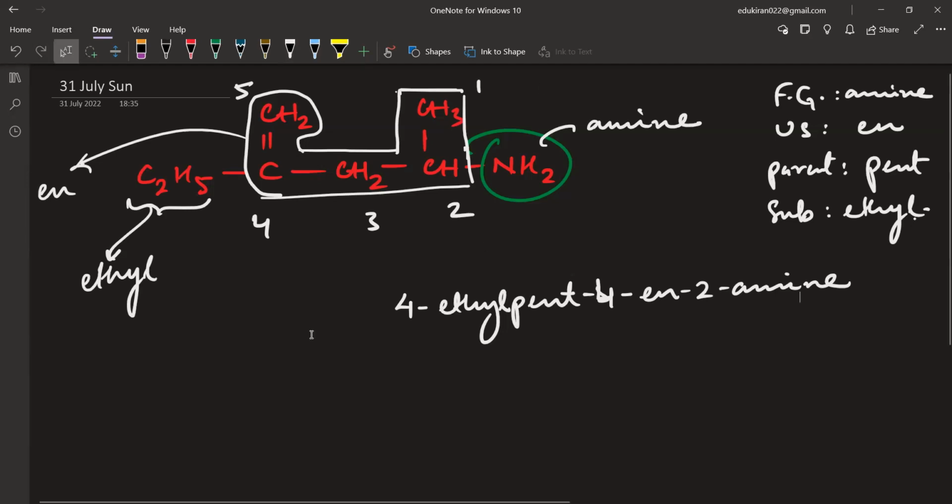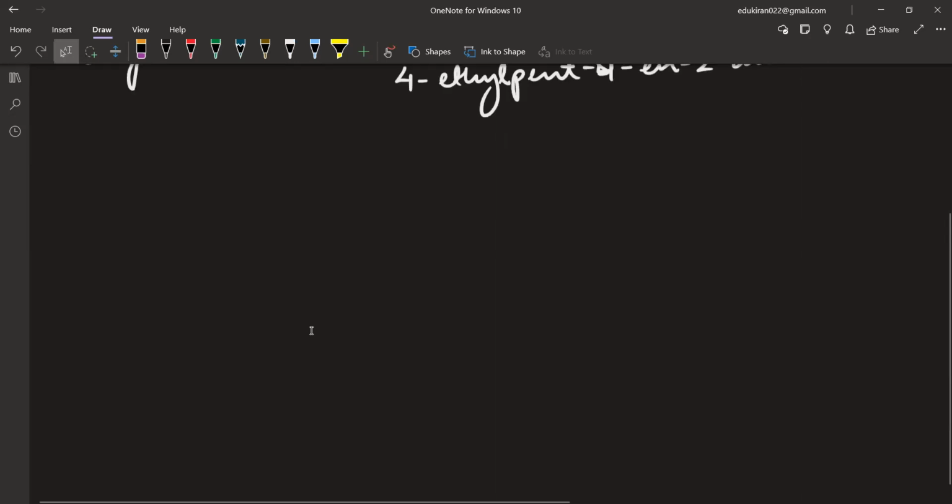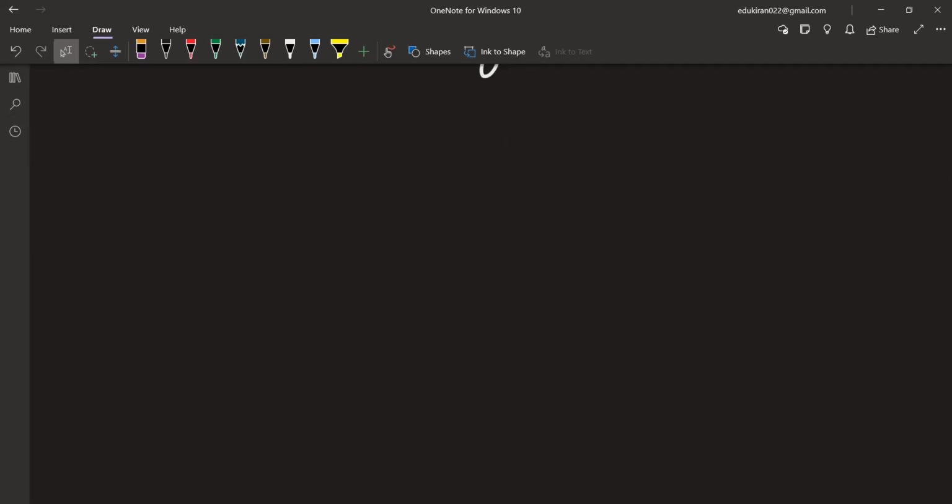Now, before going to the preparation, let us write a few classifications about alcohols, phenols, and ethers. That is important for us. Okay. So, just a second. Write the topic.